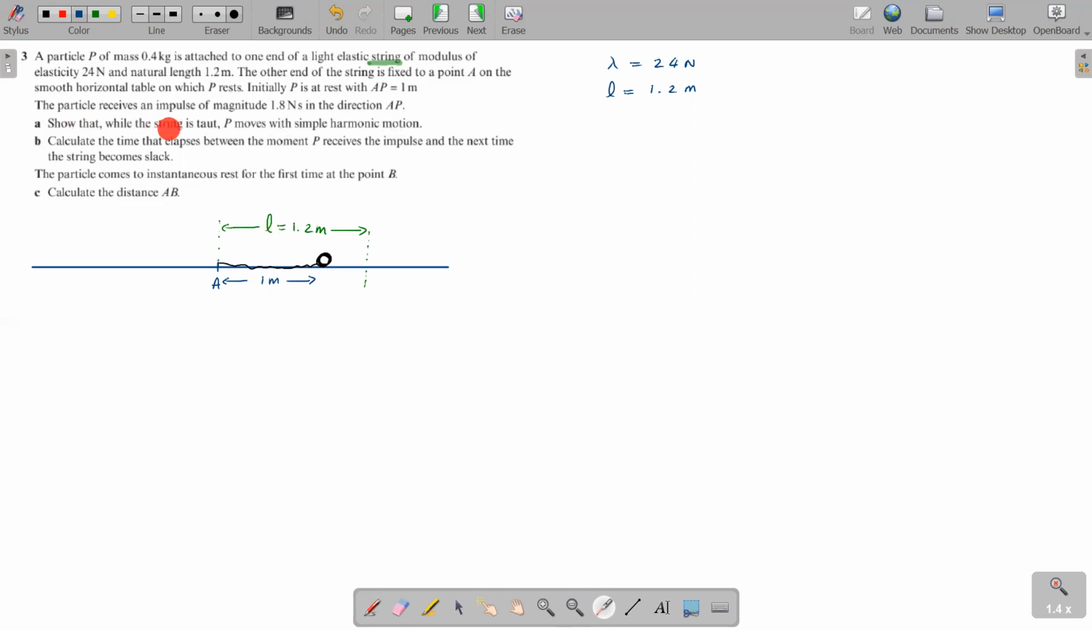The particle receives an impulse of magnitude 1.8 Newton seconds in the direction AP. So we are giving an impulse. Can you see? Impulse 1.8 Newton seconds in the direction AP. So AP direction, that's to the right side. So I gave the impulse 1.8 Newton seconds. Then they are saying, show that while the string is taut, P moves with simple harmonic motion. So how do we do this? Let's draw the diagram again.